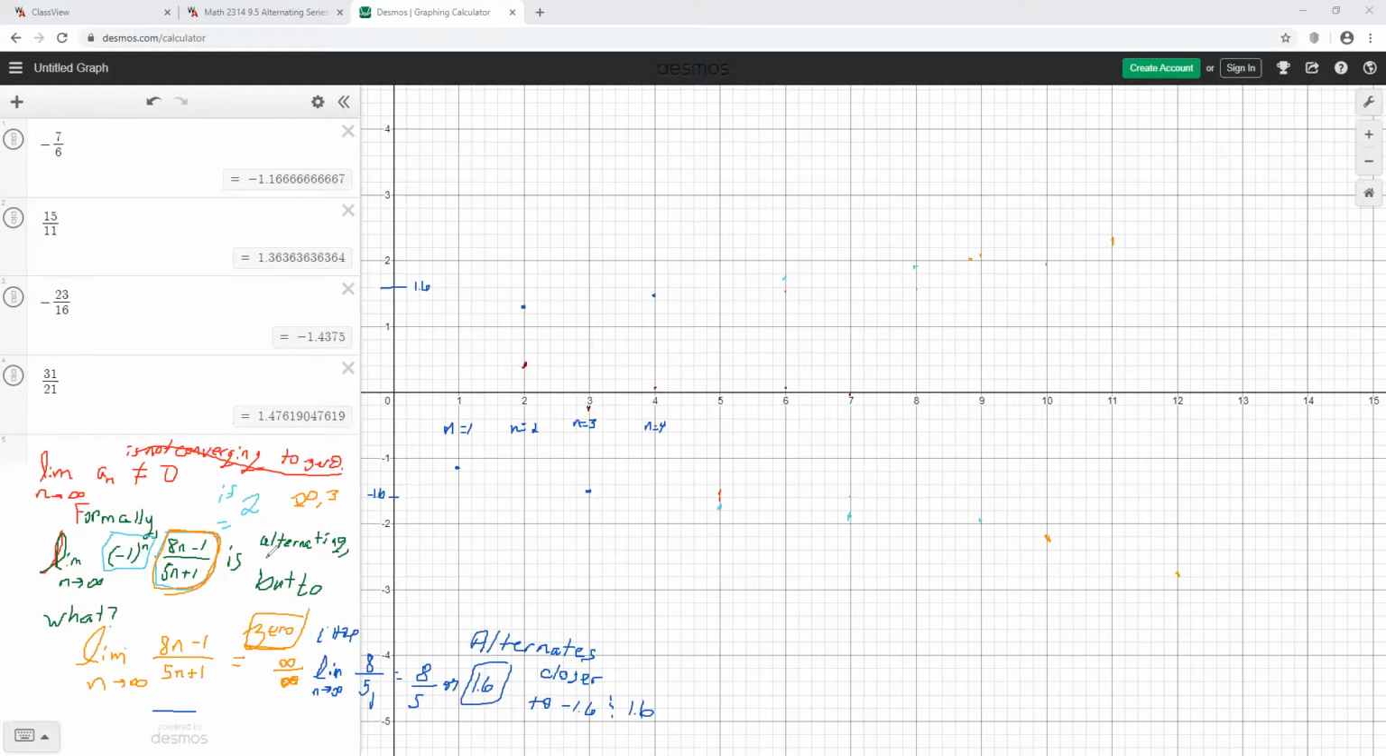So what are we going to say right here? Is it converging or diverging? Is it converging to 0, another single finite number, or is it diverging? Diverging. What type of diverging is it? Not to infinity or negative infinity, not even half of them to positive infinity and the other half to negative infinity, but alternating between negative 1.6 and positive 1.6. But nonetheless, it's diverging.